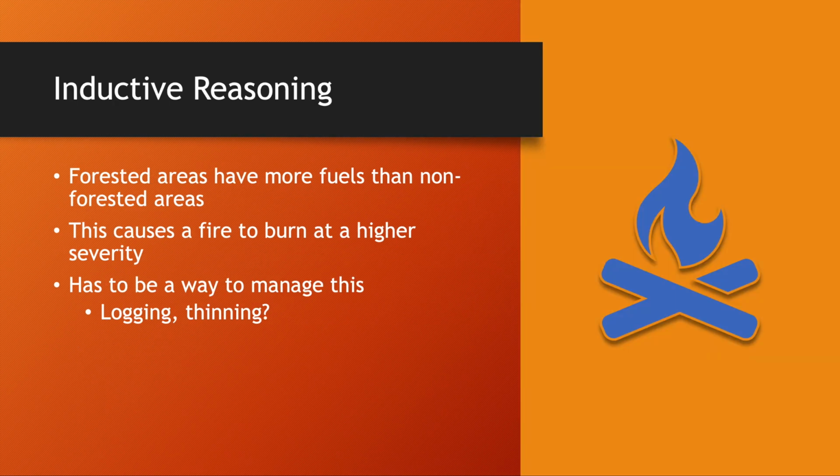For my inductive reasoning, from the observations I have made, they lead me to think that there are more burnable fuels in forested areas that can cause wildfire severity to rise. With more burnable fuels in forested areas, wildfires burn with a higher severity. From my initial point of view, removing fuels in that forested area could help reduce the wildfire severity. There could also be many ways of doing this, such as logging or using fire as controlled burning.